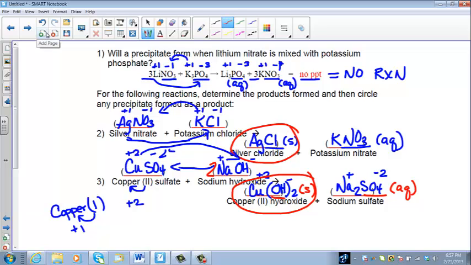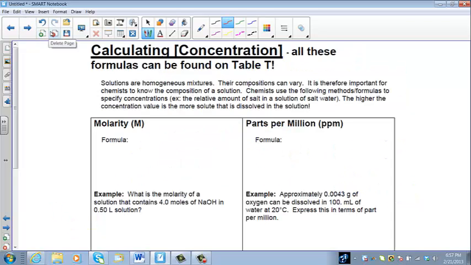So that's a little bit more review of what we were doing in class today, and you'll get some practice with that tomorrow as well. And the last thing before we close, just a couple of calculations that I want you to be familiar with. All of these formulas can be found on Table T.